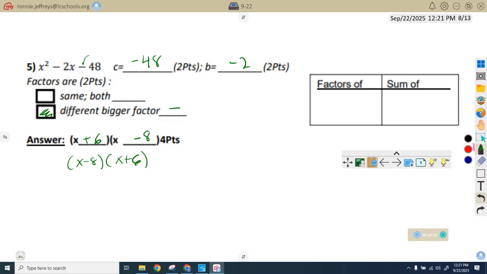Do we have to write the sign whenever we write it in the answer? It's important that you write the sign, because that's really telling me that you know what you should know.